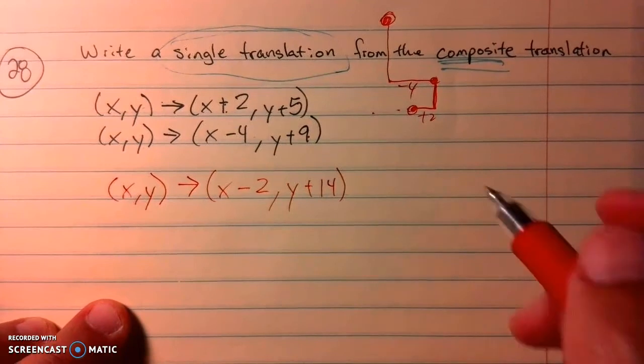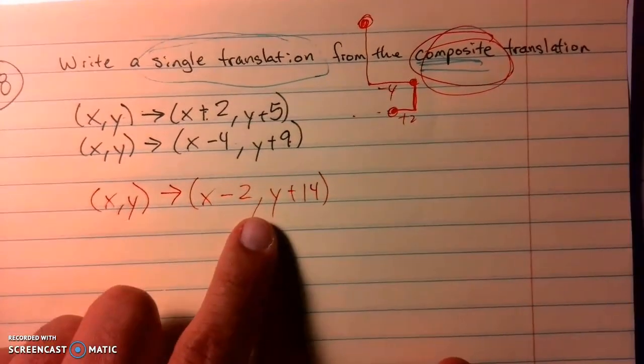And that is what we would call a composite. Okay, two or more movements to make one.